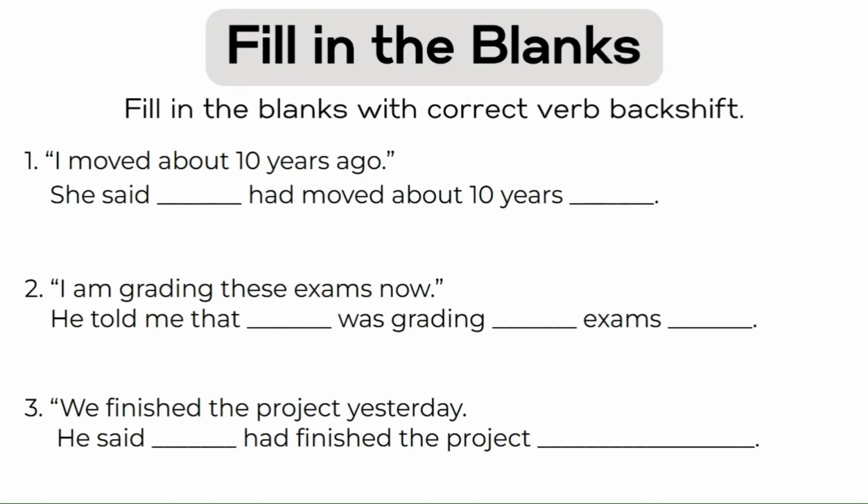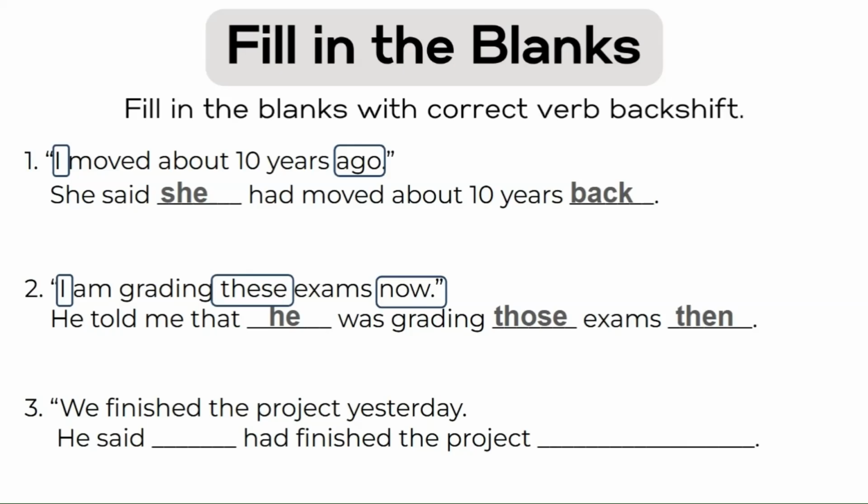Let's take a look. In number 1, the pronoun and the time marker are I and ago. So the correct answer is going to be she and back. Let's read it again together to practice our fluency. She said she had moved about 10 years back. Number 2, we have 3 here. The pronoun, the place marker, and the time marker are I, these, and now. So the correct answer is he, those, and then. He told me that he was grading those exams then.